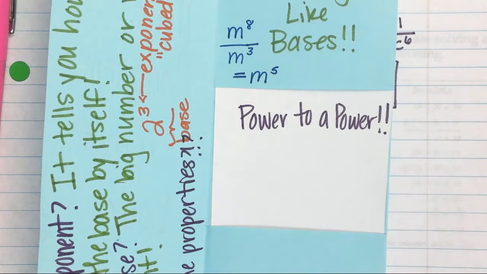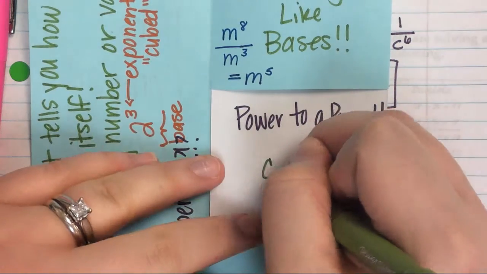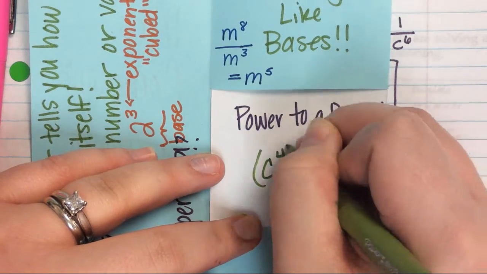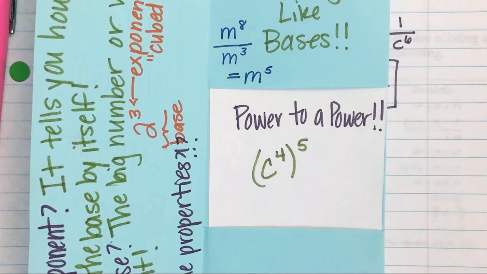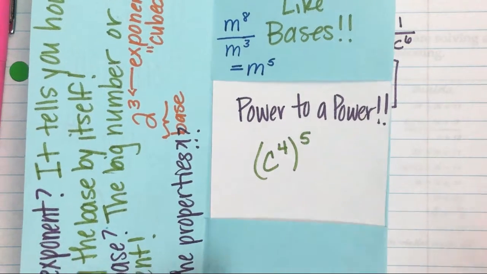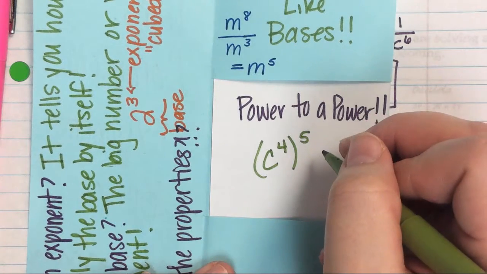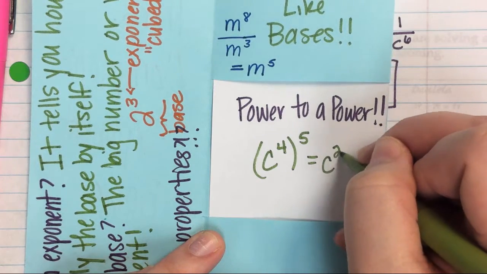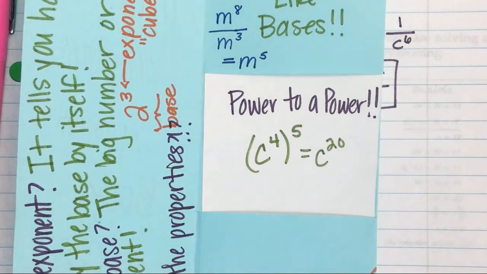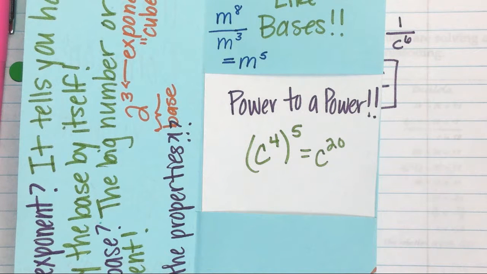When you raise a power to a power, what do you do with the exponents? You multiply them. So I'm going to do 4 times 5, which is 20. When it's a power to a power, you multiply.